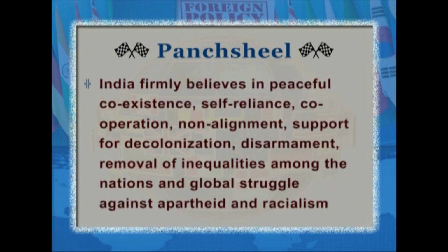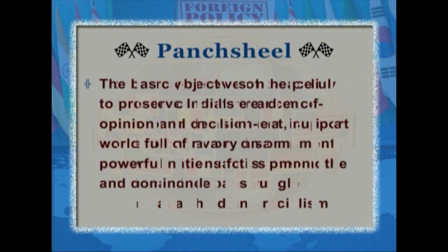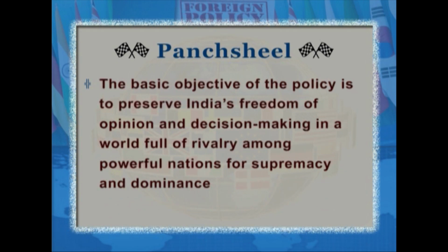India firmly believes in peaceful coexistence, self-reliance, cooperation, non-alignment, support for decolonization, disarmament, removal of inequalities among the nations and global struggle against apartheid and racialism. The basic objective of the policy is to preserve India's freedom of opinion and decision making in a world full of rivalry among powerful nations for supremacy and dominance.